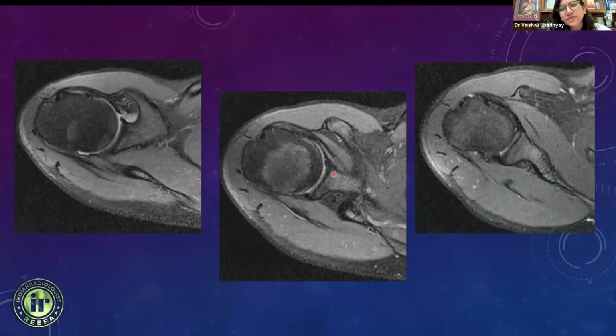In this section, you can see this is the glenoid, the anterior labrum, the posterior labrum, and this here is the tendon of the subscapularis, which is attaching onto the lesser tuberosity. And here, this is the biceps tendon in the bicipital groove. And lastly, here you can see the teres minor tendon.